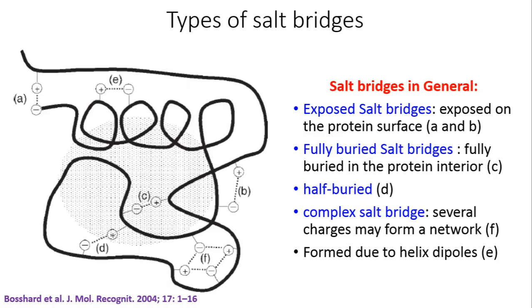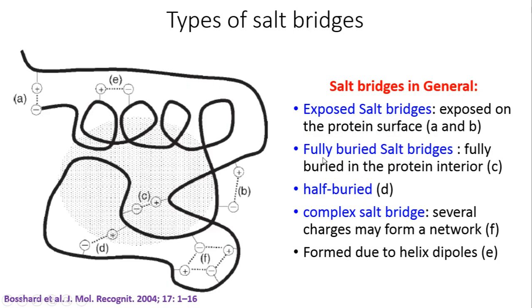Okay, so say for example, you can have exposed salt bridges like this. Okay, and as well like this. Exposed salt bridges are supposed to be formed when the charges that are provided by those side chains are present on the surface of your protein. We say that that salt bridge is exposed.